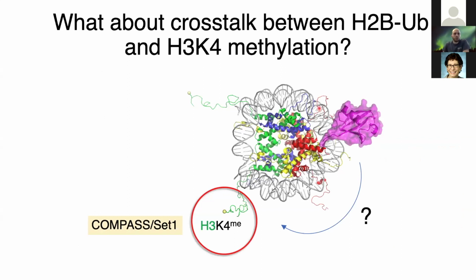So what about the other methyl marks? There are two methyl marks I was really interested in. One of them is H3K79, but the other is H3K4. And H3K4 methylation is stimulated by H2B ubiquitin. And the protein complex responsible for this methyl mark is the COMPASS Set1 complex.